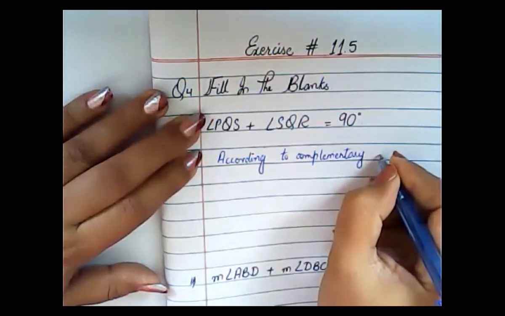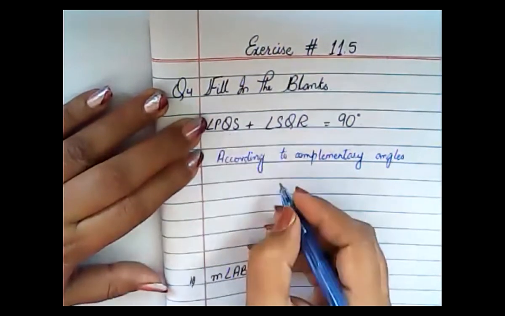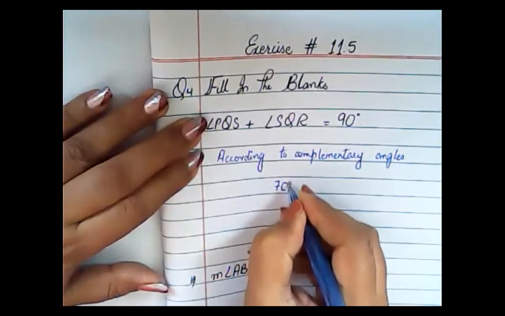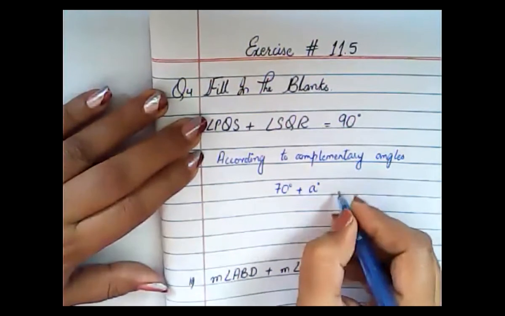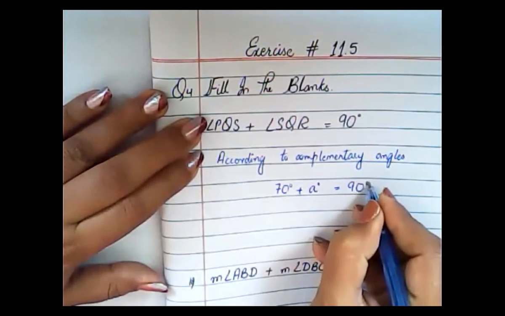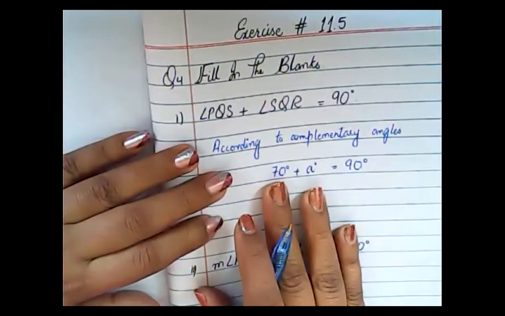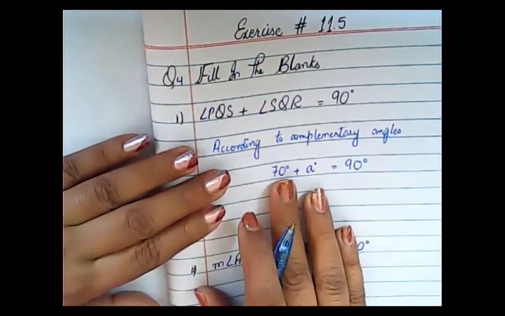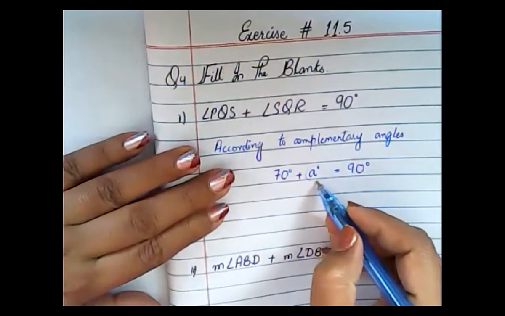According to complementary angles, PQS was equal to 70 degrees and SQR was the unknown angle which you are going to find out, and it is equal to 90 degrees, right? This is the angle PQS plus A degrees is equal to 90 degrees. Now you have to find out this A, right?